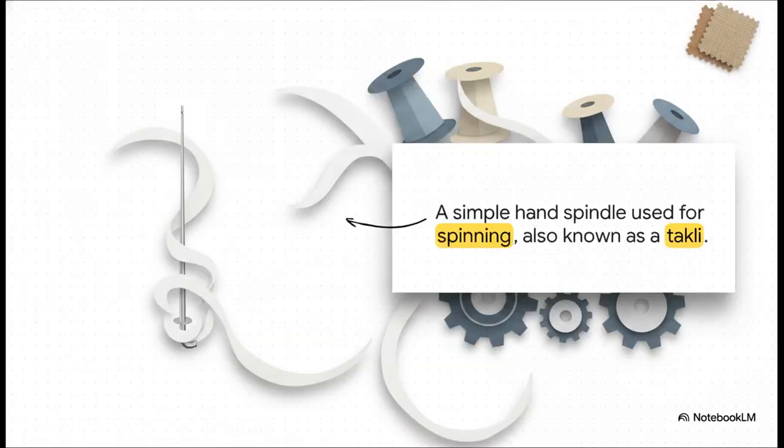Another very simple, completely ancient hand-operated device you might see used for spinning is a hand spindle, which is also known as a takli. It essentially acts like a spinning top, twisting those drawn-out fibers into a sturdy, usable yarn. Of course, today, spinning yarn on a massive scale for the clothes you buy in stores is mostly done by giant high-speed spinning machines in large factories.